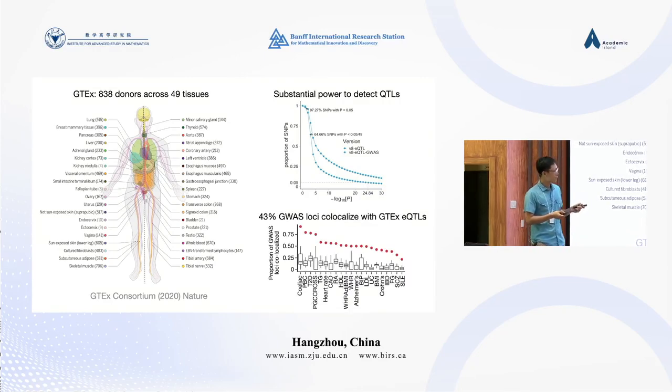But unfortunately, this insight did not translate into disease. If we look at the colocalization statistics between tissue-specific QTLs and GWAS, less than half of GWAS loci colocalize with GTEx QTLs. And this is even more dismal for some diseases, right? So for example, for lupus, maybe less than 20%.